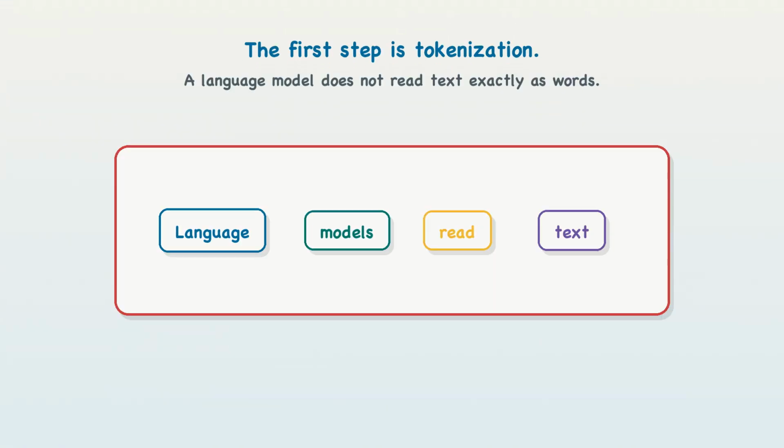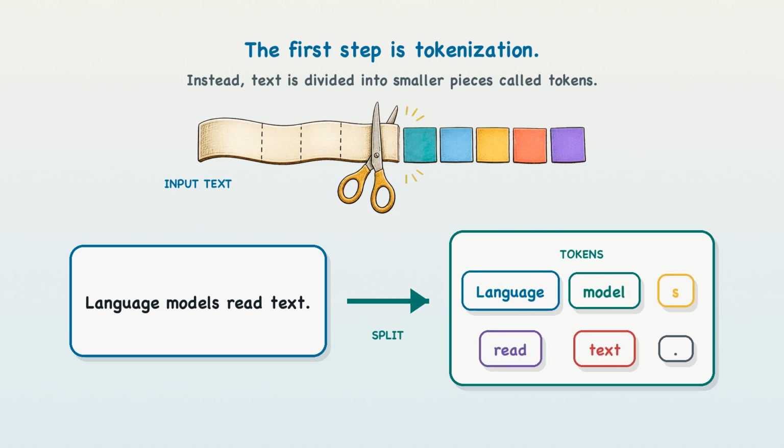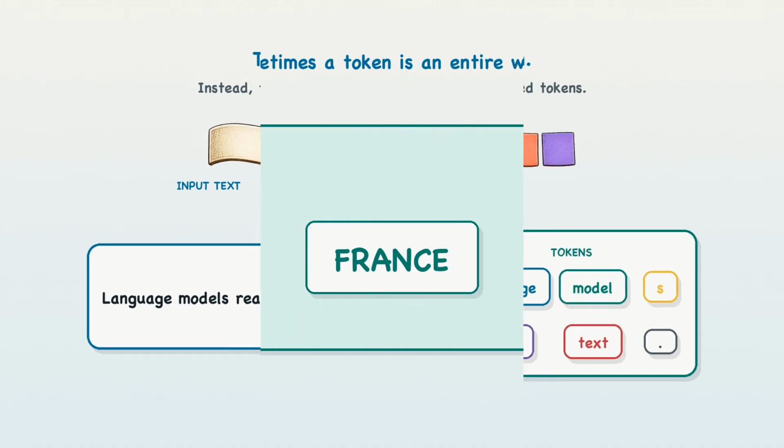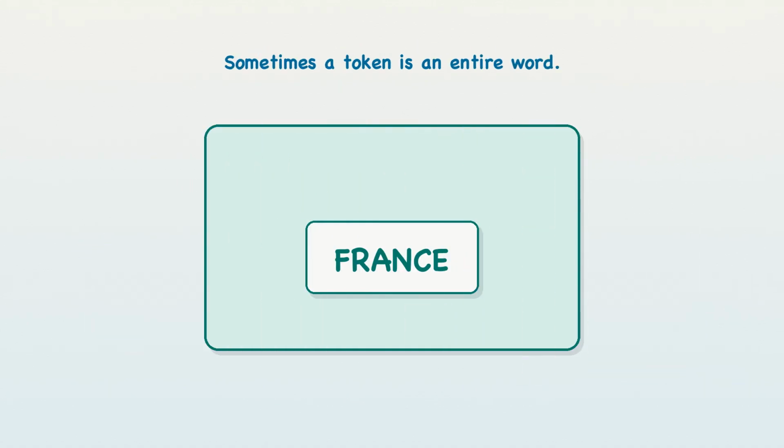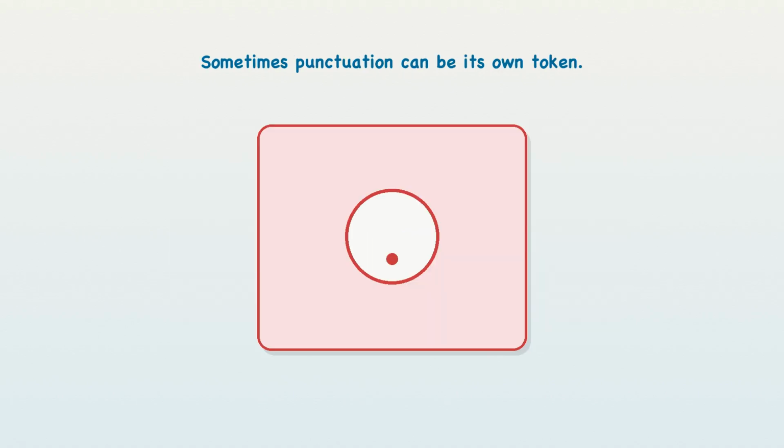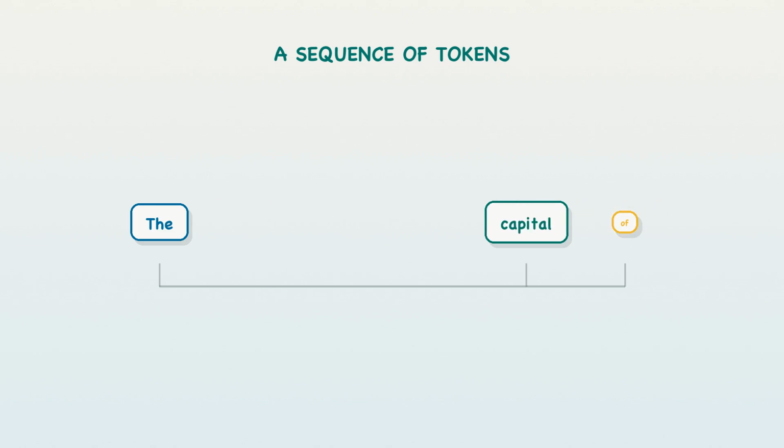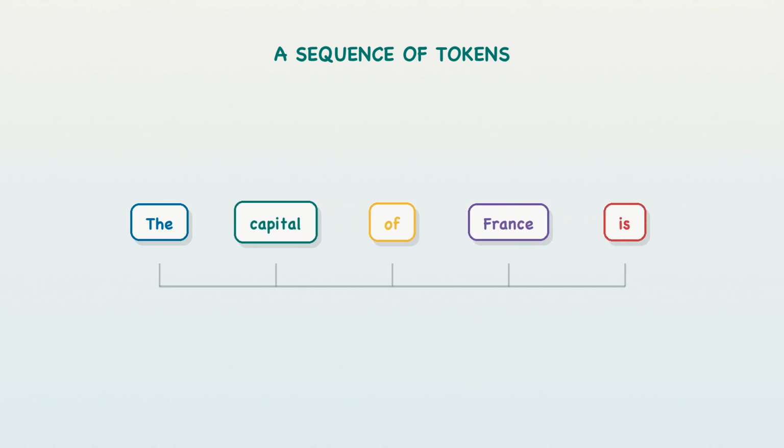A language model does not read text exactly as words. Instead, text is divided into smaller pieces called tokens. Sometimes a token is an entire word, sometimes it is part of a word, sometimes punctuation can be its own token. So your sentence becomes a sequence of tokens that the model can process.